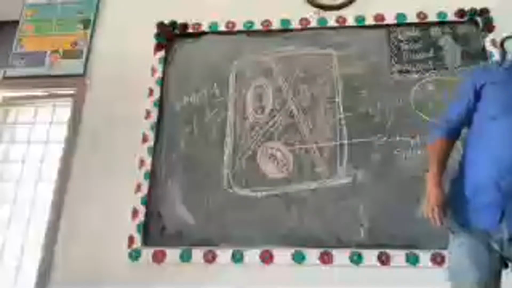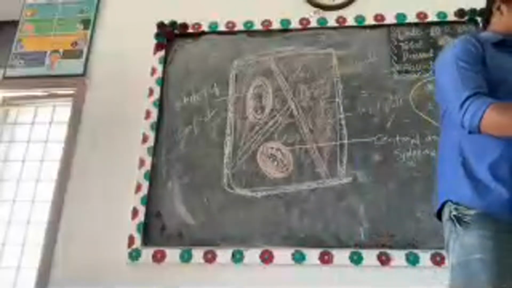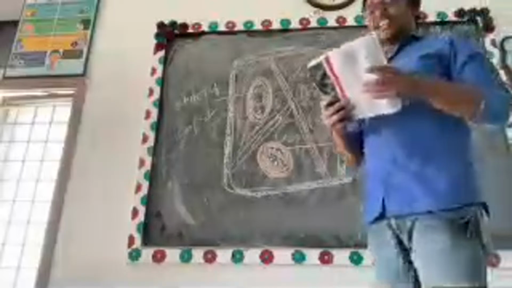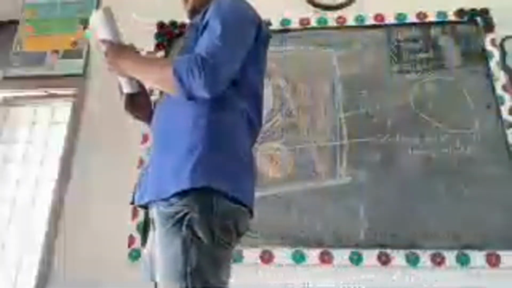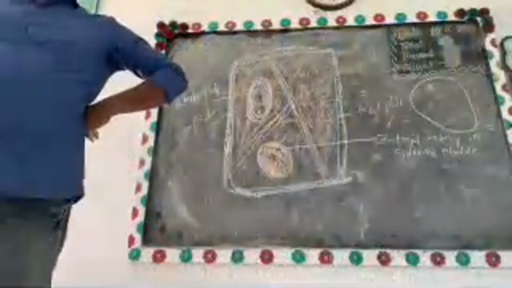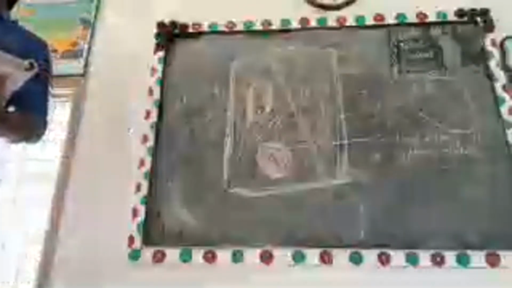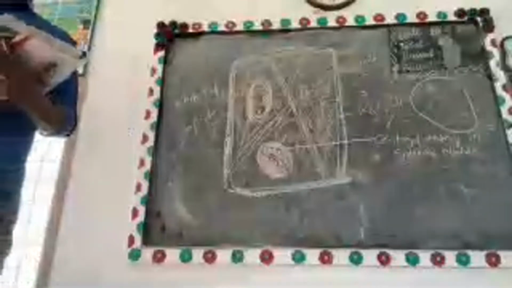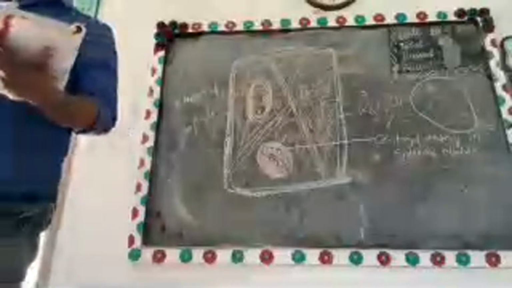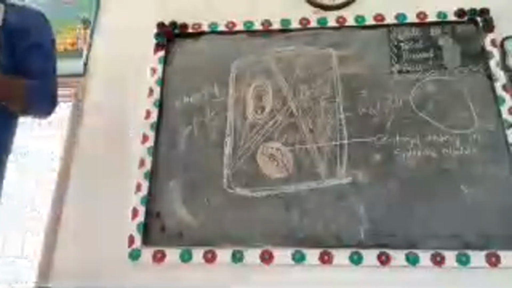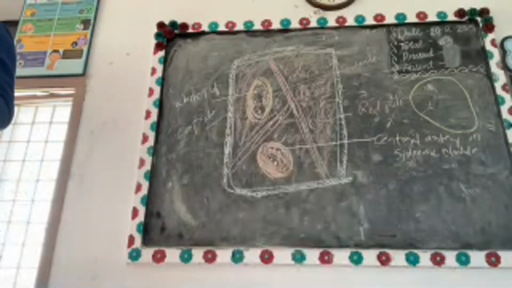We have three borders: the superior border, the inferior border, and the intermediate border. Near the anterior end, on the superior side, a notch is there. Next, the inferior border is rounded, and the intermediate border is also rounded.